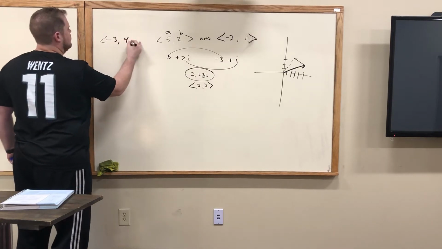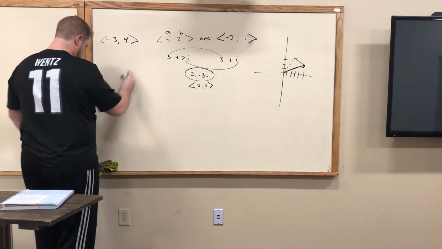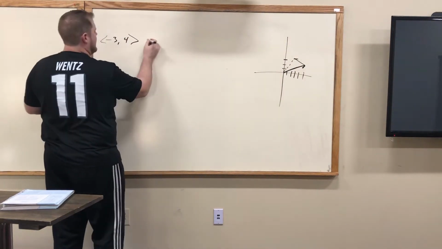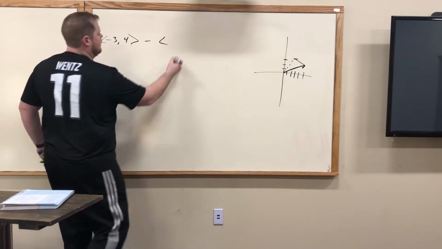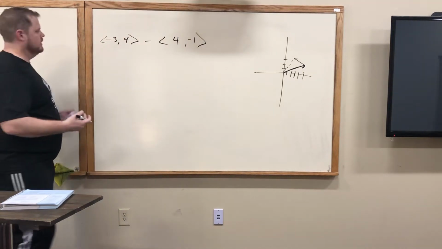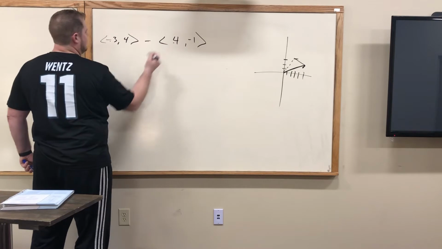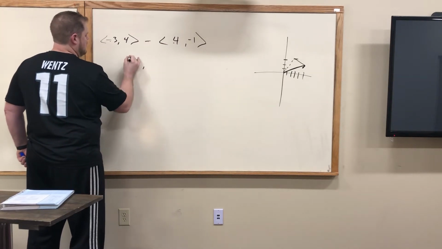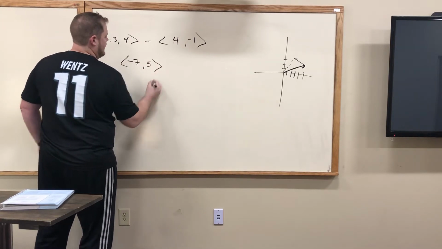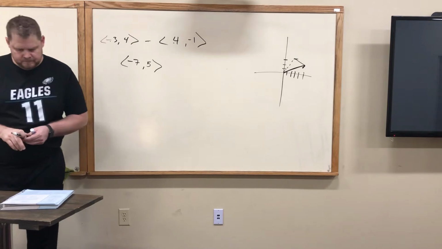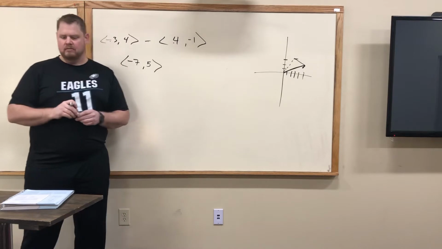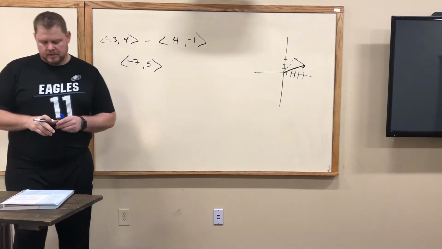-3, 4, and we're going to subtract instead of add. We're going to subtract our next vector of 4, -1. So -3 minus 4 is going to give me -7, and 4 minus a -1 is going to give me 5. Questions? If I were to graph that, I would do the same thing, just sketch it out and move it. Any questions there?